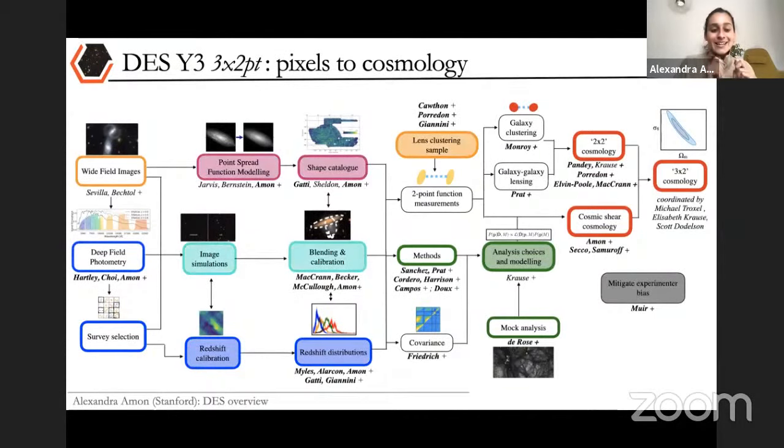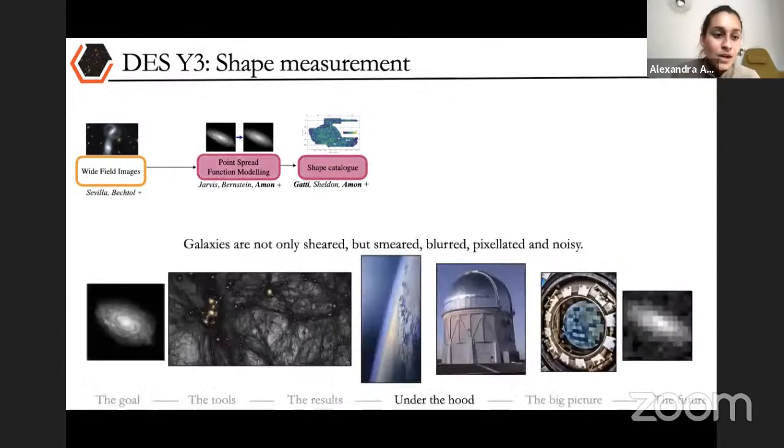Now, I wanted to guide you through just 6 of the challenges, there are more than 6, for our analysis, and how in DES we really thought we bolstered the methodology. So I'll just give you a flyby tour of some of the steps of this flowchart to break it down. So starting with the wide field images, we need to create a shear catalog.